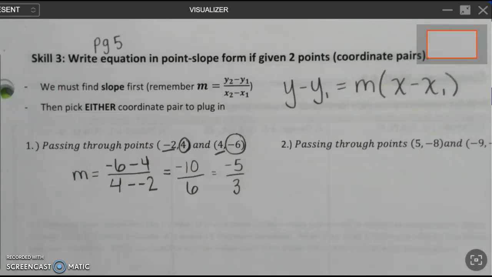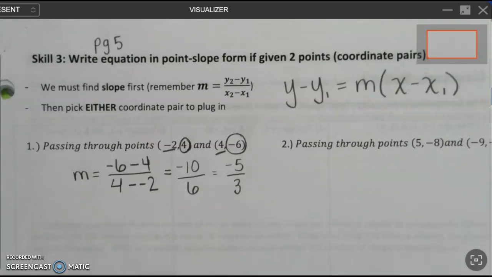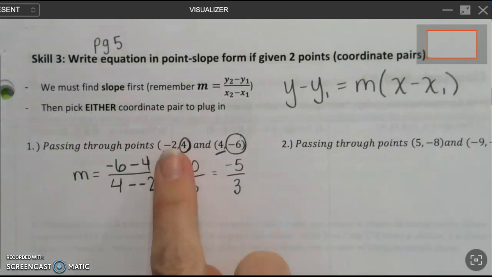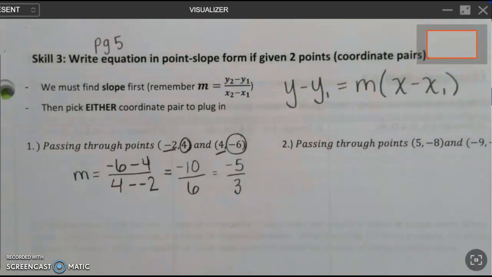Okay, now when we did this in slope-intercept form, you had to pick a point, plug it in, solve for b, and then go back up and put in your m and your b. It's a whole long process. For point slope form, this is super nice. We just have to pick one of the 2 points, put it in this formula, and there's no solving that we have to do. Okay, period, done.